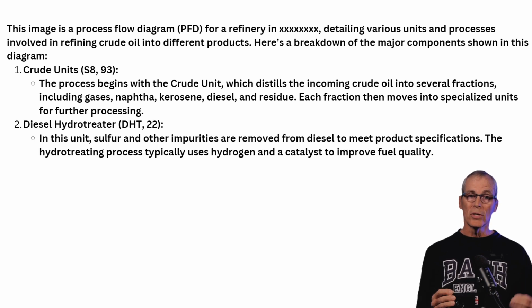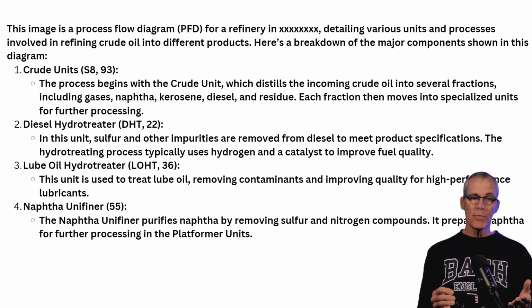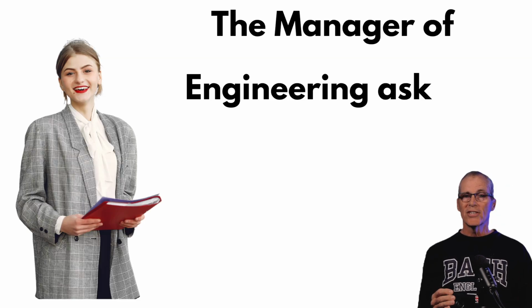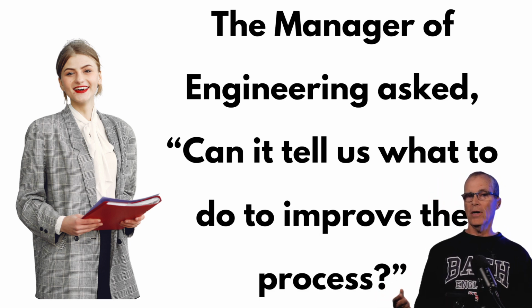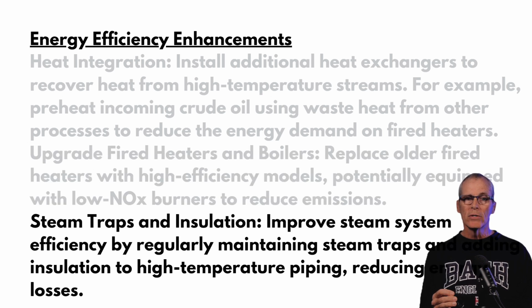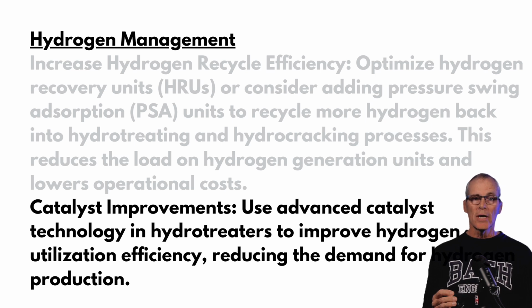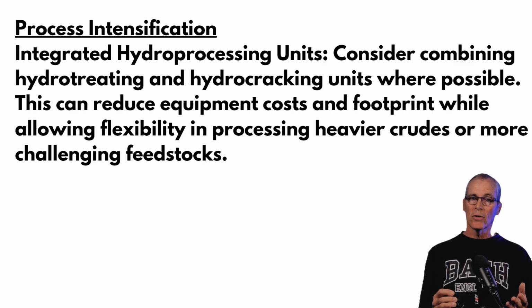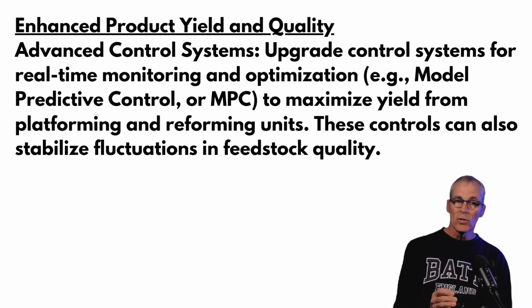The crude oil units, and it describes them: the diesel hydrotreater, lube oil hydrotreater, naphtha unifiner, the platformer. Then the manager of engineering asked me, can it improve the process? So I asked ChatGPT if it had any suggestions to improve the process. And it gave me a list of projects: heat integration, upgrading the fired heaters and boilers, cleaning the steam traps, replacing the insulation, increasing the hydrogen recycle efficiency, improving the catalyst, integrating hydroprocessing units. This thing was amazing. Compact distillation units, advanced control systems.